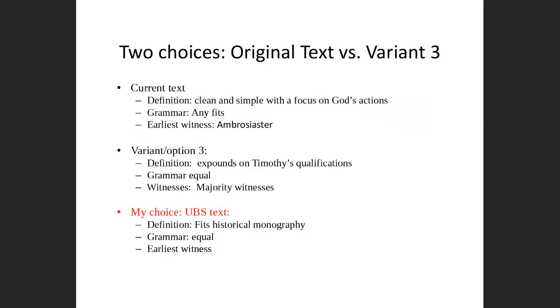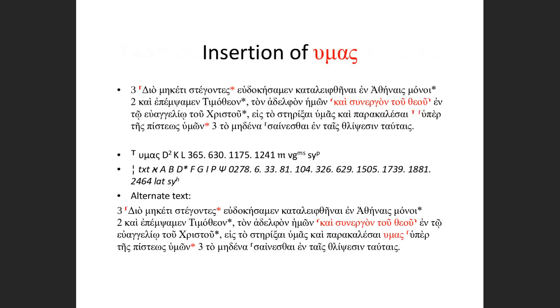So we look at it, 2 variants. Current text, it's clean, it's simple with a focus on God's. Grammar, any fits, and it has the earliest witness. The variant 3 expounds on Timothy's qualification. The grammar is equal and it has a majority. I think 3 really fits the historical monograph better, and the grammar is easy and it has early witnesses. But I agree that the earliest witnesses from Ambrosius was a good talk for the UBS.